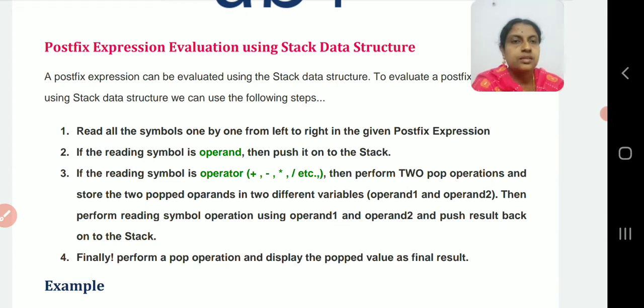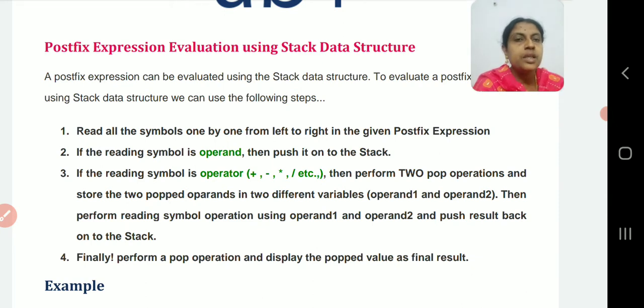First step, read all the symbols one by one from left to right in the given postfix expression. So the first step, you need to read the expression given from left to right, not from right to left. So here you need to read from left to right. That is the first step.